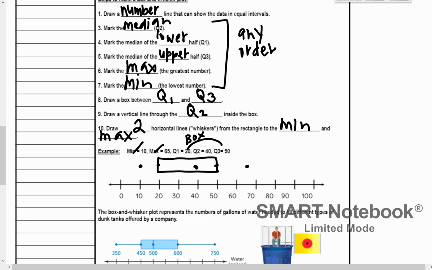Okay, we're going to put a line down the Q2, and then we are going to make our whiskers out to our min and our max. And that is it. So the hardest part is probably finding the 5-number summary. The rest of it is pretty simple, just remembering how to make it. There's a box and 2 whiskers.